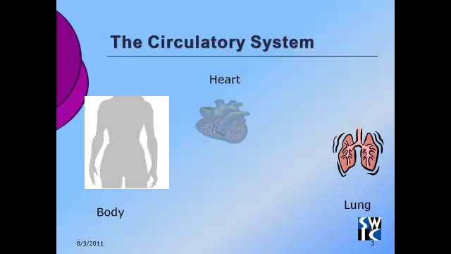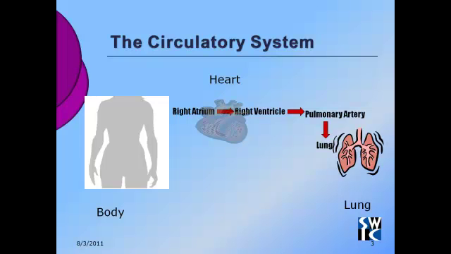As its name implies, the circulatory system is a circle. You can start anywhere, and you'll always wind up back where you began. We'll start today in the heart, which is the primary organ of the circulatory system. Blood flows from the body to the right atrium, and then into the right ventricle. From the right ventricle, it is pumped through the pulmonary artery to the lungs.